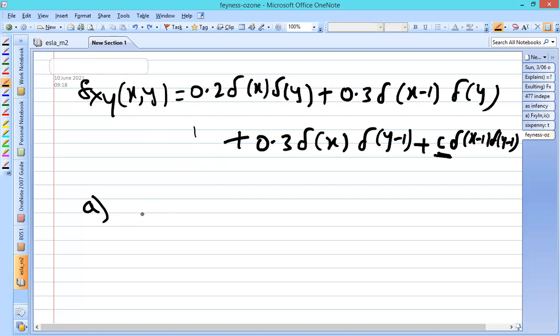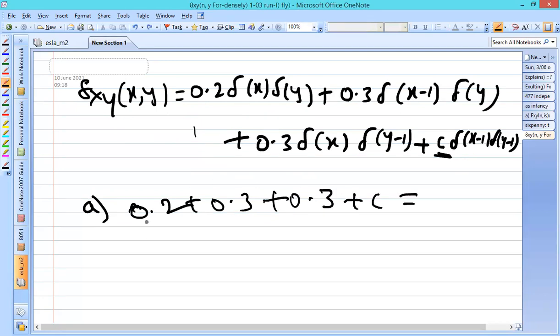So here we can write 0.2 plus 0.3, whatever the constants we have. The delta value is nothing but 1. At any instant of time, the value of the delta function, the impulse function, will be equal to 1. So 0.2 plus 0.3 plus 0.3 plus c, the sum of all this must be equal to 1. Now solve this and tell me the answer for c.